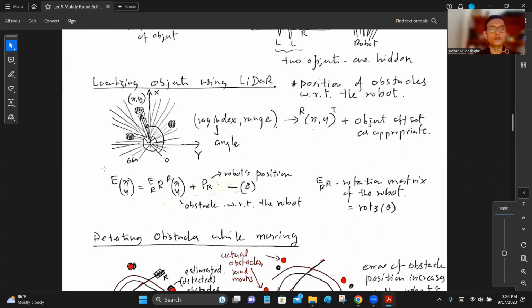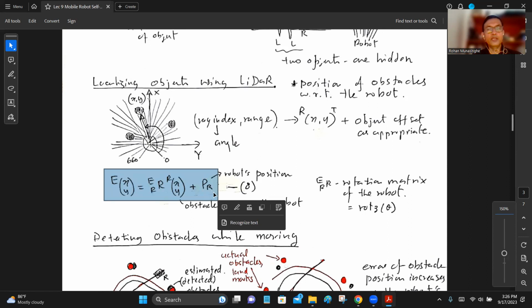It is by this equation. This PR is the robot's position plus RXY, the obstacle position. The obstacle is seen by the LiDAR using the ray index and the range, and you convert it to the robot's coordinate frame, and then from the robot's coordinate frame to the Earth coordinate frame, because you already know the difference between these coordinate frames, the robot and the Earth. You know how far away along the X and Y axis the robot is, and what is the direction of the robot. That is known, so you know this transformation.